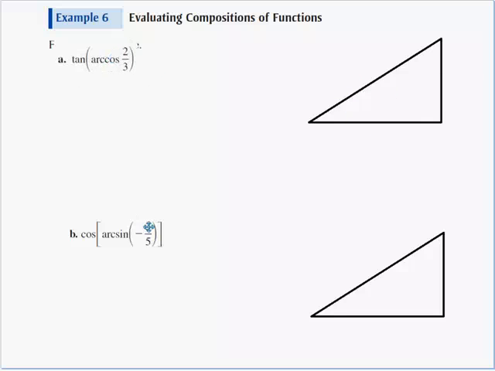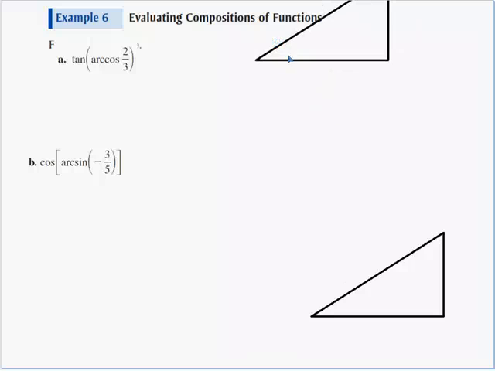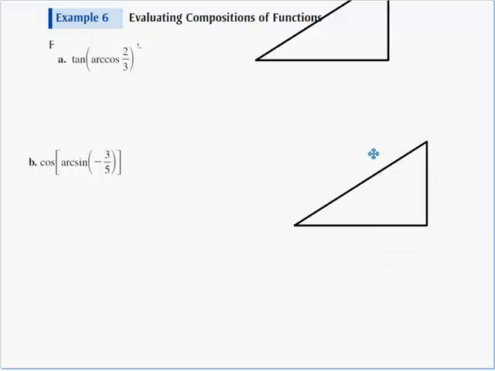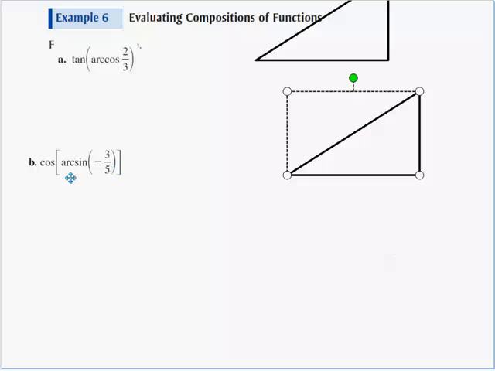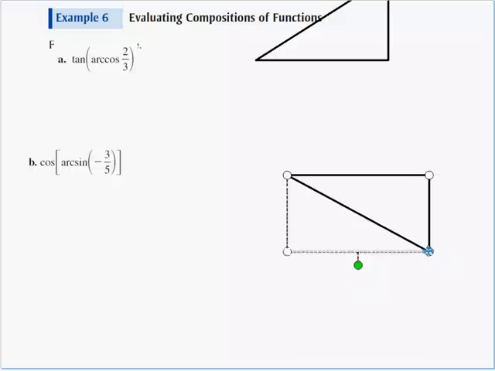Okay, on to letter B. Last one here for example 6. Now I notice this one, it's negative, and it's saying the arc sine is negative. So what quadrant are we in? If arc sine is negative, we only have quadrants 1 and 4 to choose from. Everything is positive in quadrant 1, so we have to be in quadrant 4.